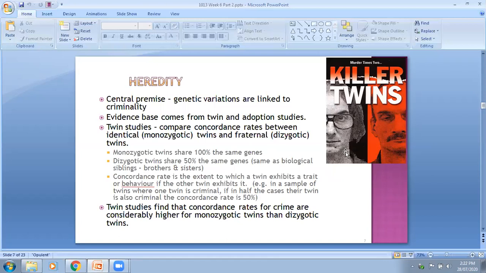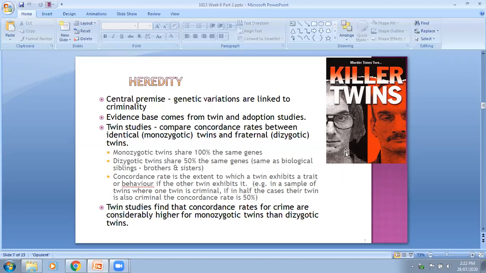The concordance rate is the extent to which a twin exhibits a trait or behaviour if the other twin exhibits it. And in this case, we're talking about where one twin is criminal. If in half the cases their twin is also criminal, the concordance rate is 50%. Twin studies find that concordance rates for crime are considerably higher for monozygotic than dizygotic twins.